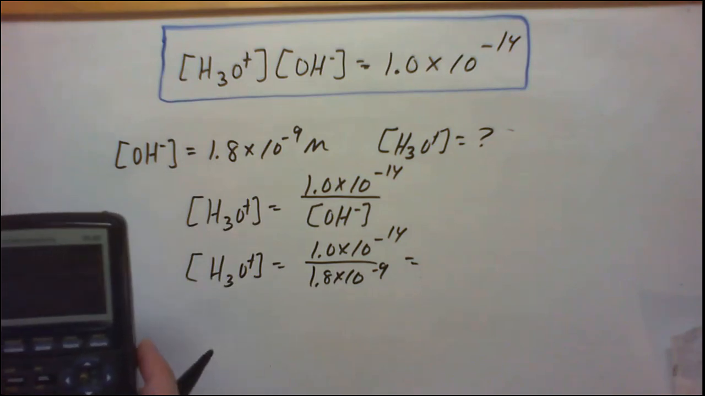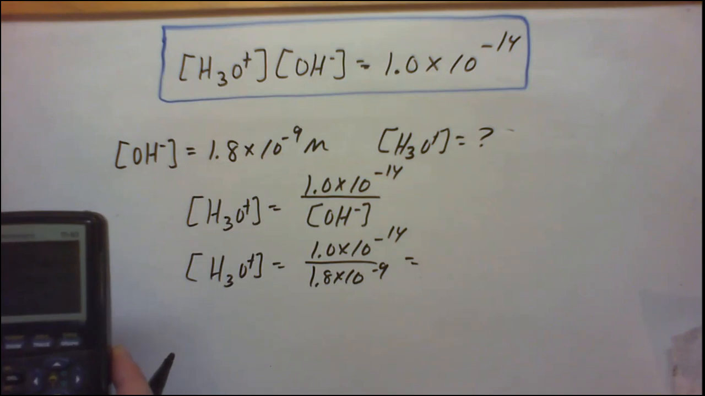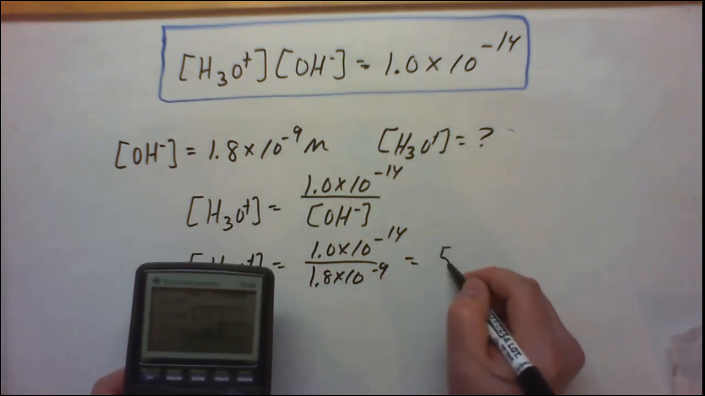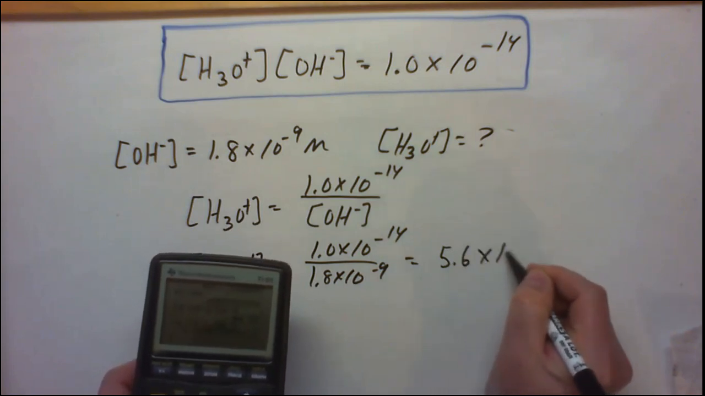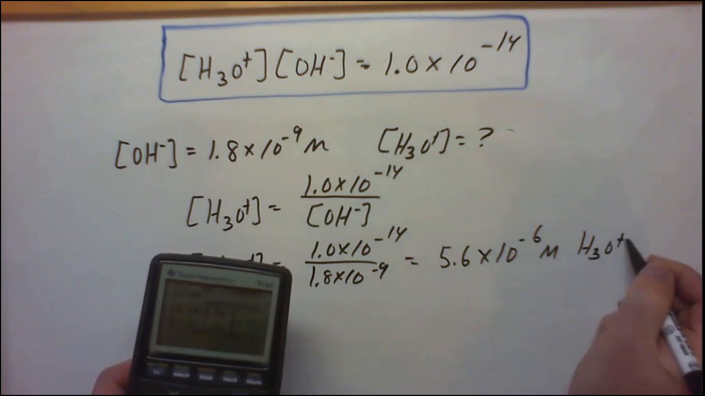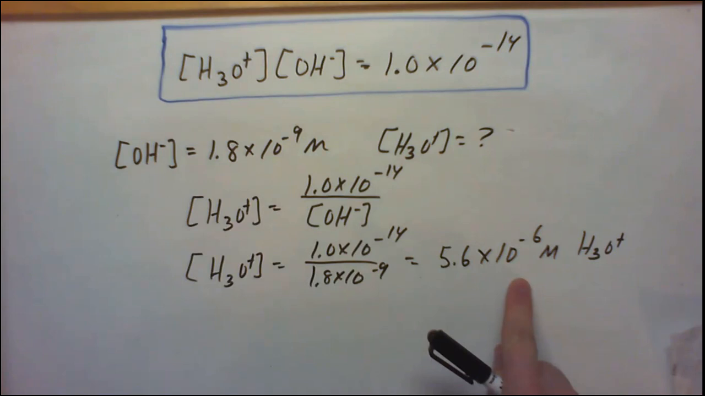I encourage you to practice these on your own as well, because it's easy to make mistakes with calculators and scientific notation. We get a hydronium concentration of about 5.6 times 10 to the minus 6 molar hydronium. So if this is the hydroxide concentration, the hydronium concentration must be 5.6 times 10 to the minus 6 molar.